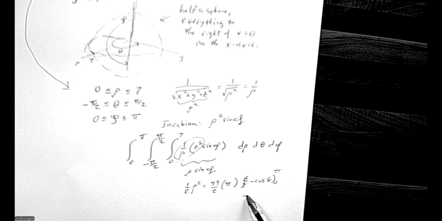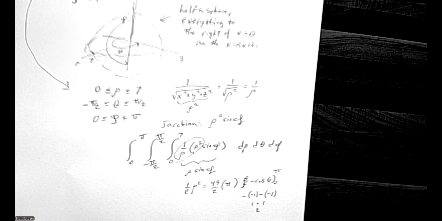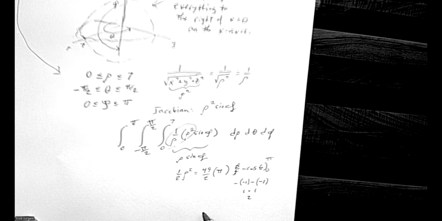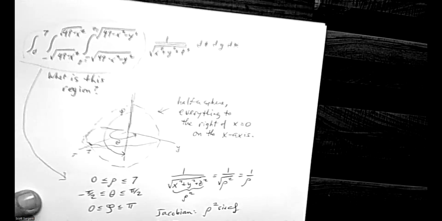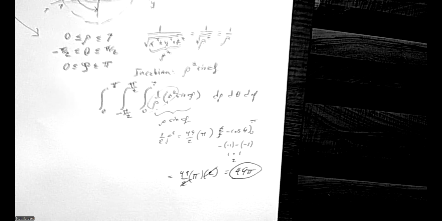And when you plug in pi, you have to just watch out. Cosine of pi is -1. Then we have minus this negative here, 1. So you got 1 plus 1, which is 2. All right, how about that? So you've got 49 halves times pi times 2. Boom, boom. You get 49 pi. So believe it or not, this nightmare integral works out just to be that number.